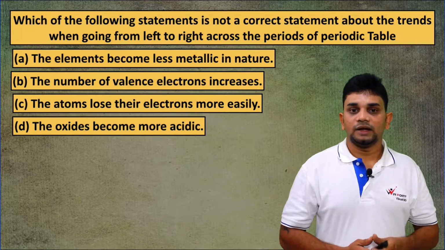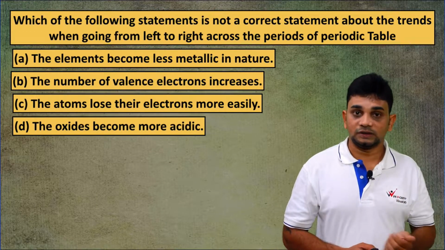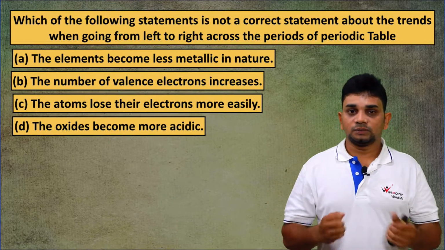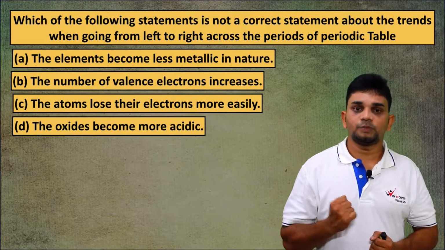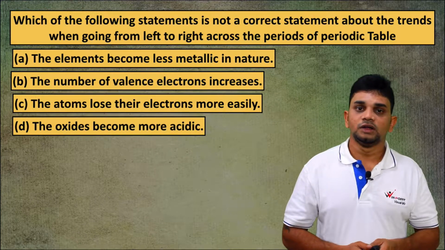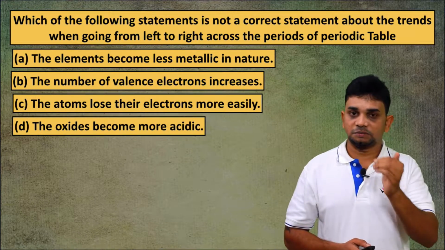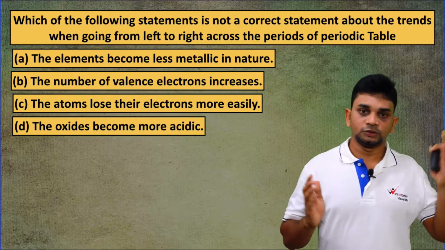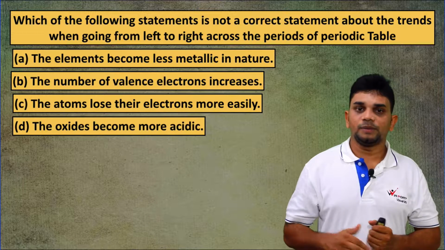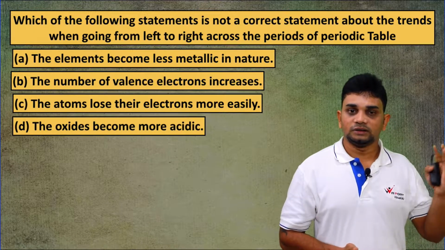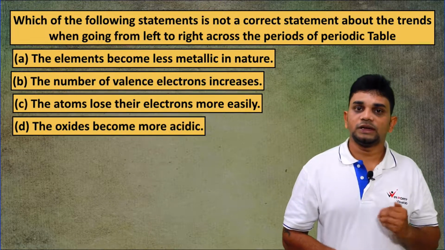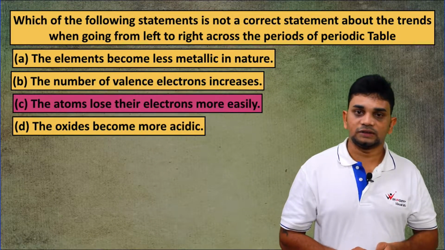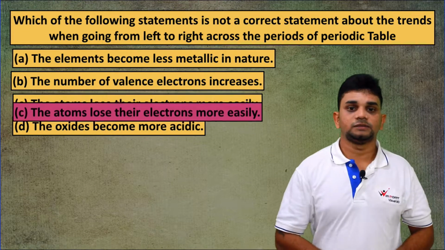That's a true statement. Atoms lose their electrons more easily. That's a wrong statement. When we are going left to right, the nucleus of atoms is getting more powerful. Because of that, we can say that this statement is wrong. The oxides become more acidic when we are going from left to right. The oxides are becoming more acidic. That's true, because on the right side are non-metals. Non-metallic oxides are acidic. The answer is that atoms lose their electrons more easily. This is a wrong statement.